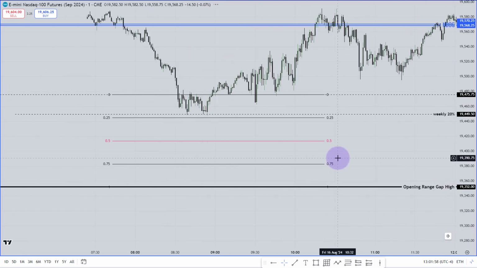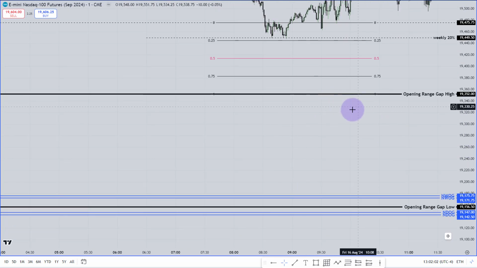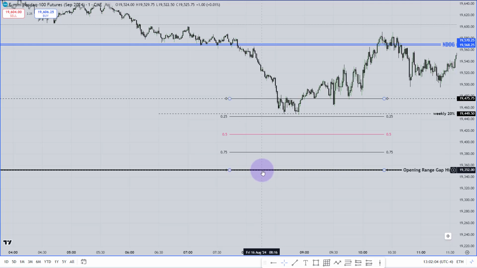So far you have learned the opening gap and opening gap range. The opening gap is actually the gap, and the range is from the gap until the high. The highest high the market has made until 10. So from 9:30 to 10, the highest high it makes is going to be your opening gap range. This is the range and this is the high.